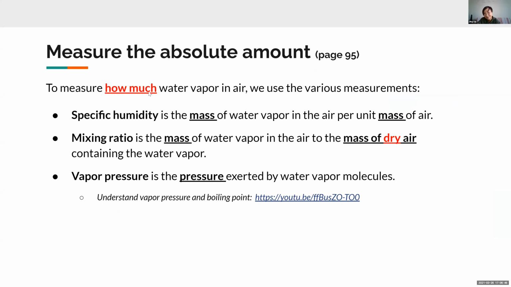All right, so like I mentioned earlier, to measure how much, you have three measures you can use: specific humidity, mixing ratio, and vapor pressure. Look into your textbook and you can find the definitions. The first two are related to mass, how heavy, and the last one is related to pressure.